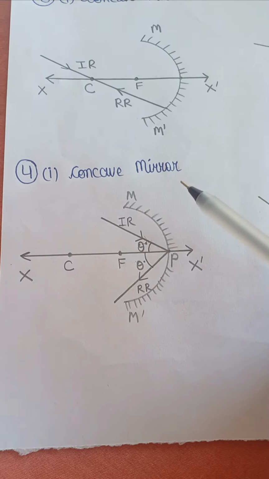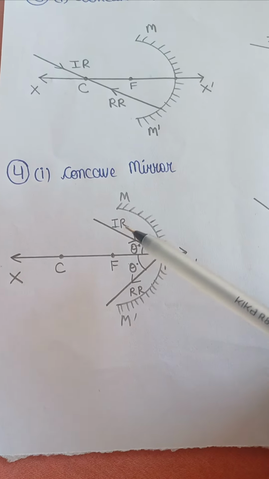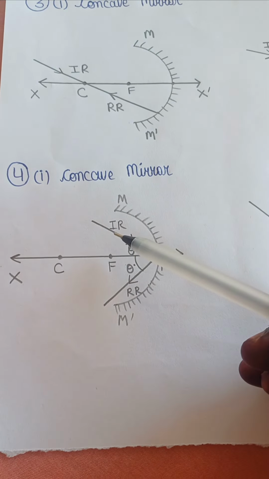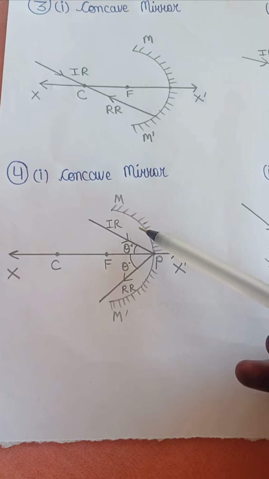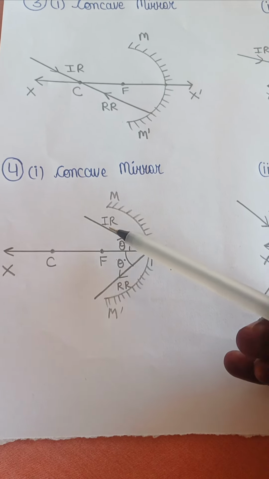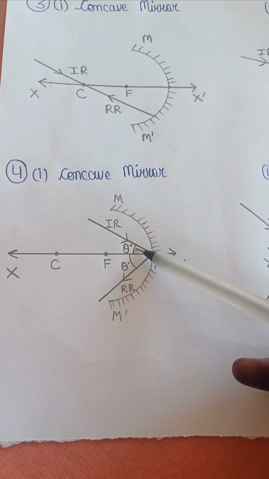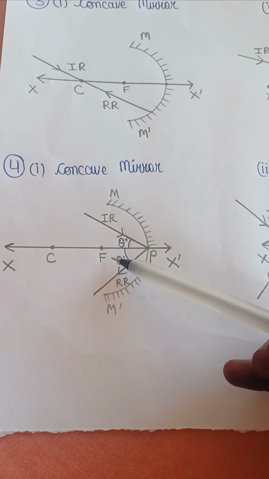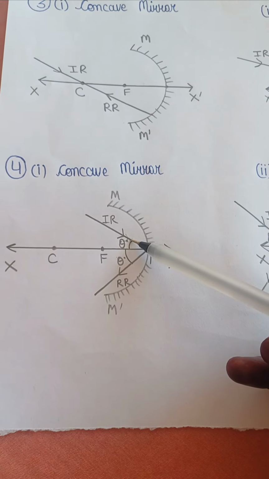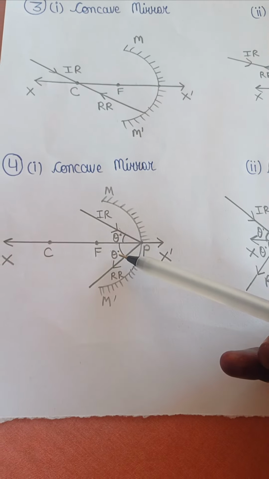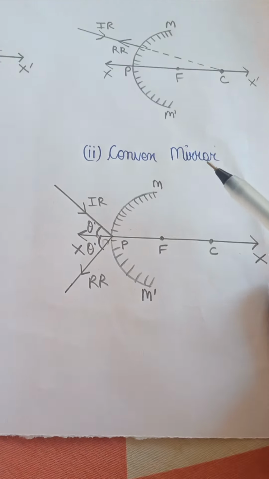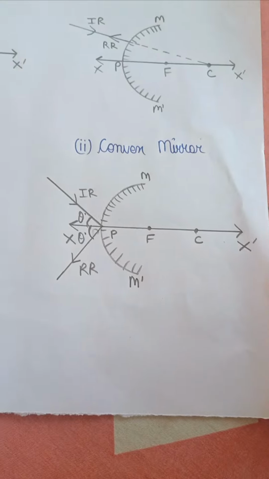Now coming to the fourth rule, which will be the last, and it is the law of reflection: the angle of incidence is equal to the angle of reflection. As you can see here, the incident ray creates an angle theta, and after reflection the same angle theta is created here. So if 30 degrees is created here, it will also be 30 degrees there. Same case with the convex mirror. So that's it for the rules for the ray diagram.